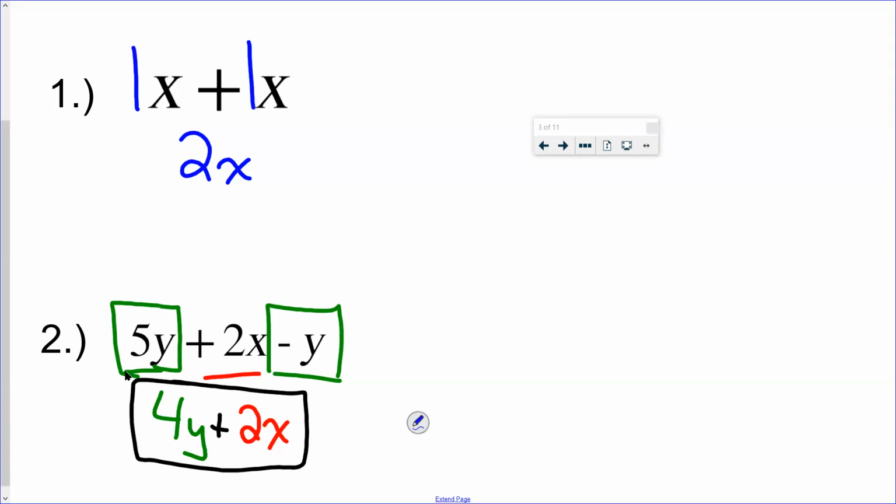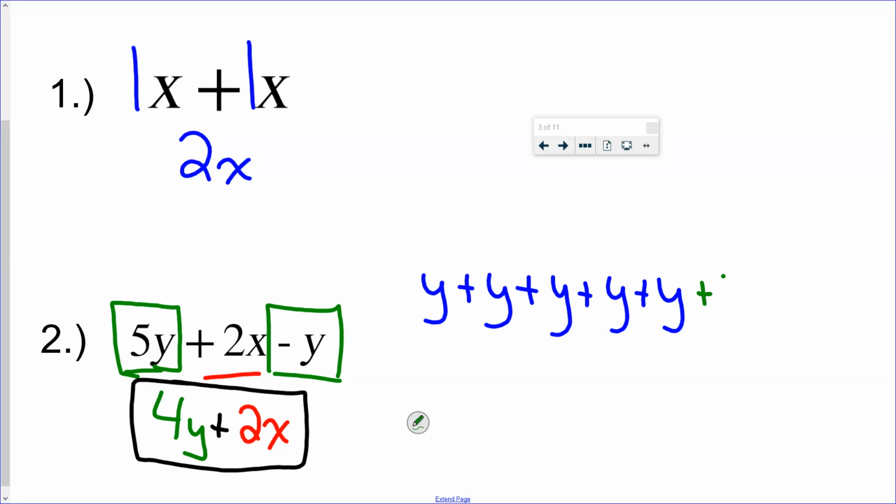Now you don't have to write this part down, but if you want to, you can. 5y, again, 5y means 5 times y, or it does mean we have 5 y's. So we have 1, there's 2, 3, 4, 5. So we have 5 y's plus 2 x's, so plus 2x, and then we have that minus y.